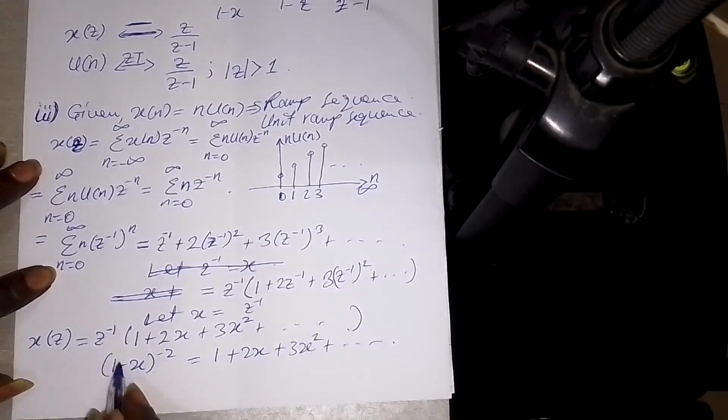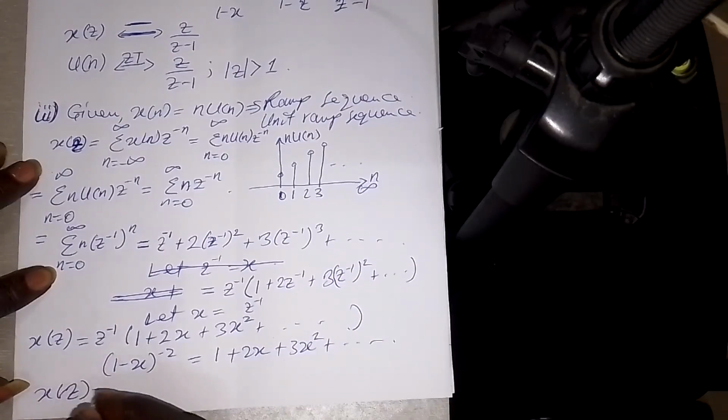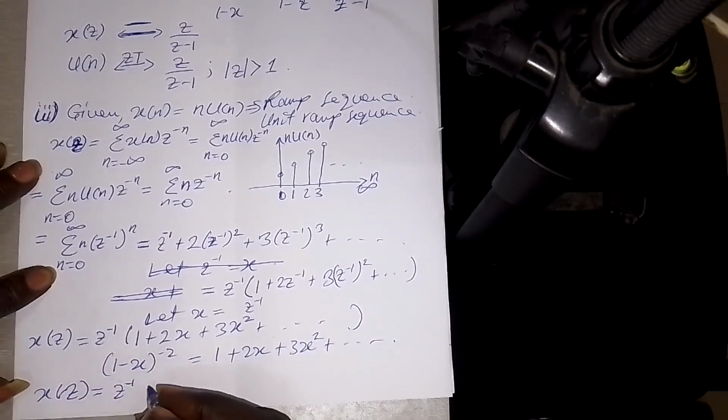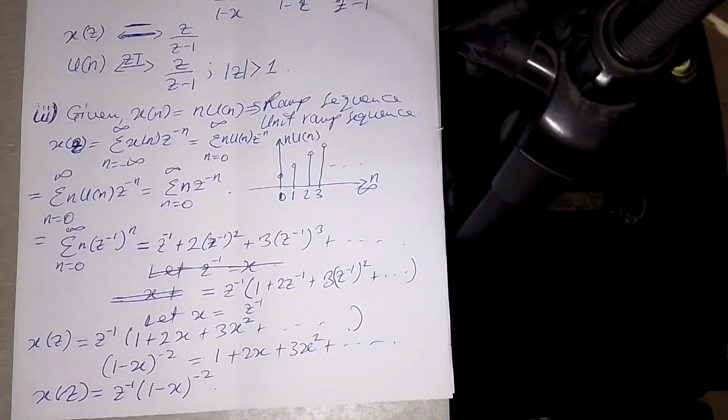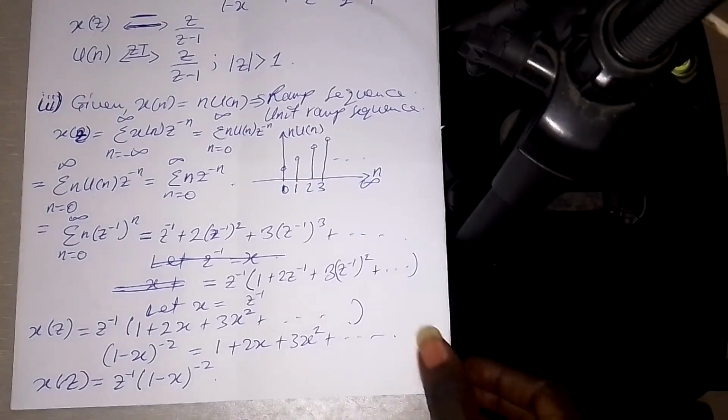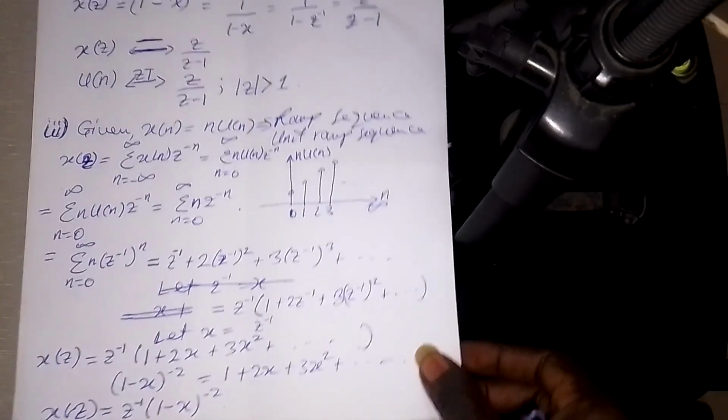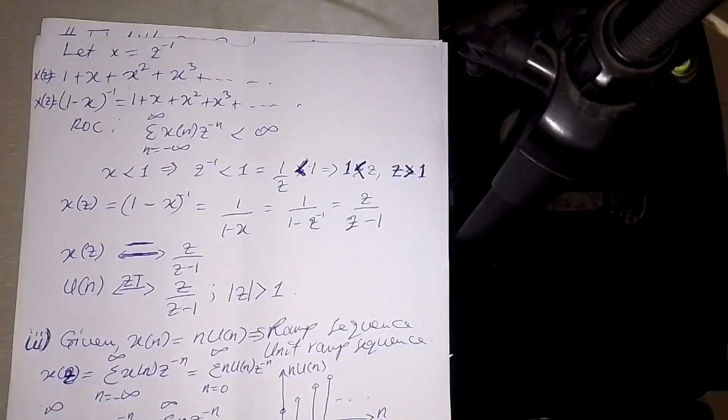So now if I bring that here, I'm going to get X of z equal to z inverse into 1 minus x exponent minus 2. Now this is what I'm actually going to have. To go further, let's move on from here and turn our sheet over.